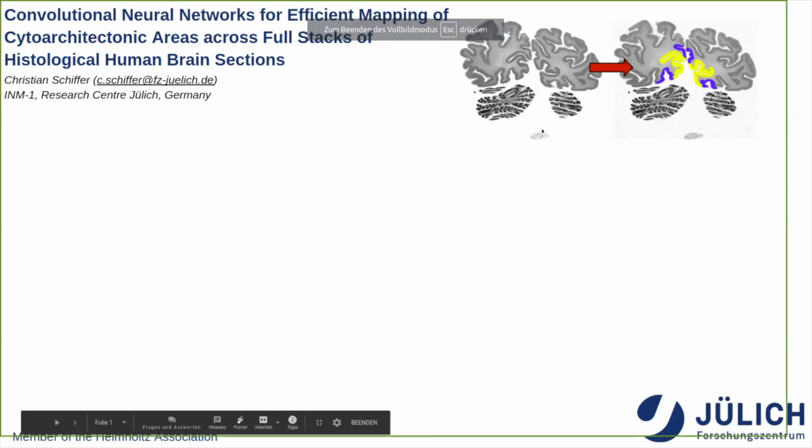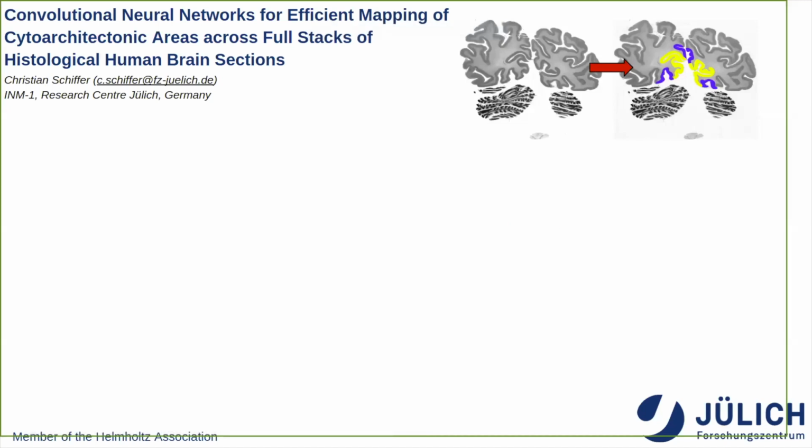Hi, I'm Christian Schiffer. I'm doing my PhD at the INM1 at Research Center Jülich, and I'm developing algorithms for automated mapping of cytoarchitectonic areas in histological human brain sections. Timo Dickscheid already talked about this and gave an overview of the methods we developed earlier today.